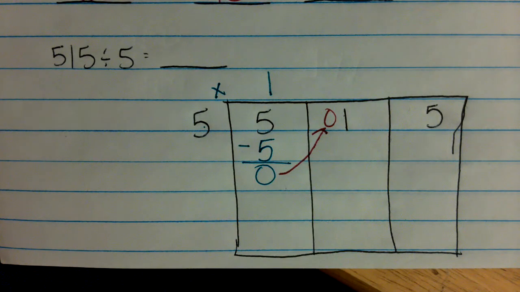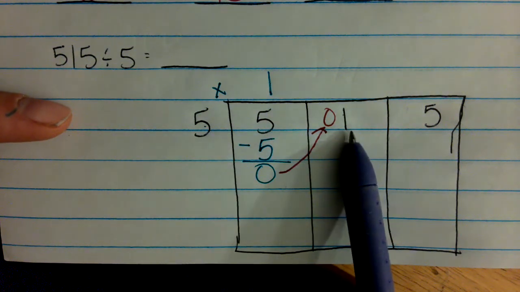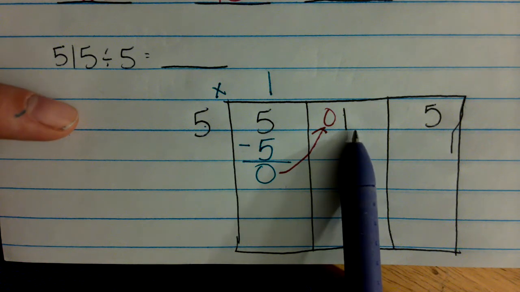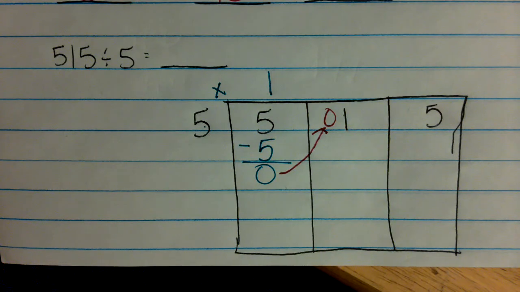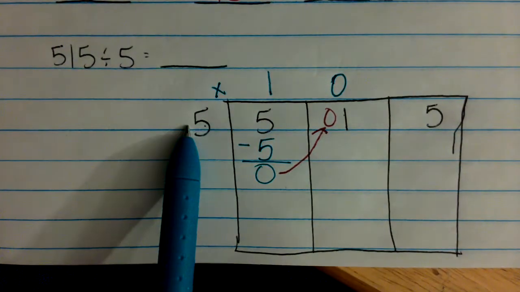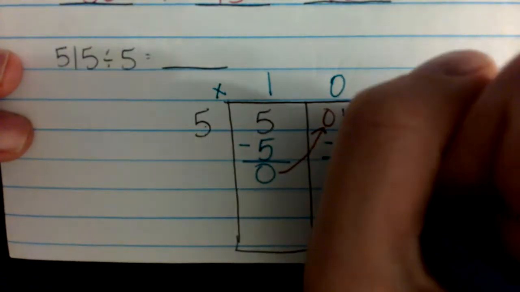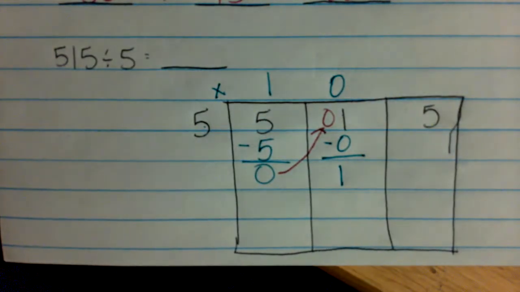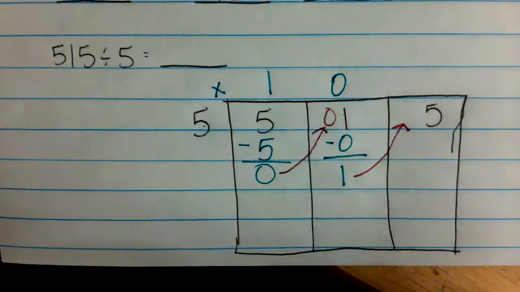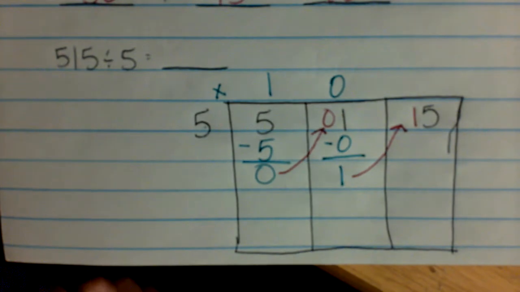So now I have 5 and 1. How many times does 5 go into 1? Well, it can't. So it's 0 times. So up here, I'm going to write a 0. 0 times 5 is 0. And I have 1 left over. Well, I've got to carry my 1 over and put it here. So then that leaves me with 15.